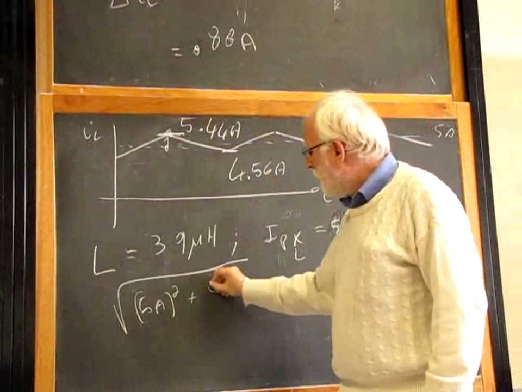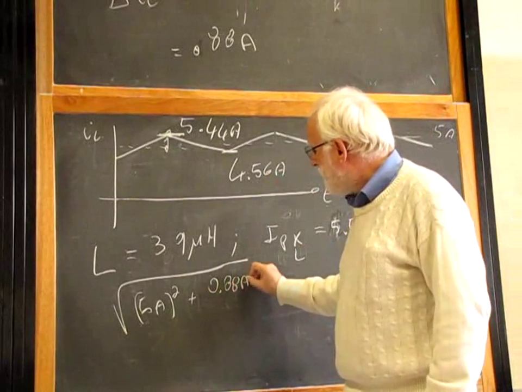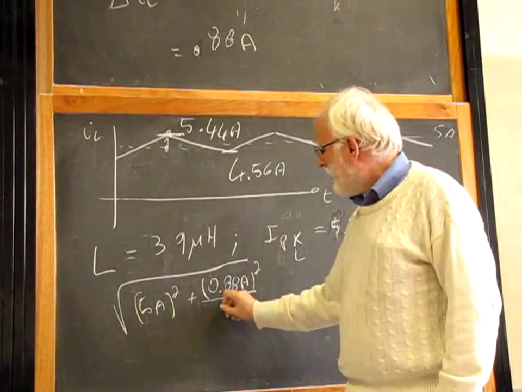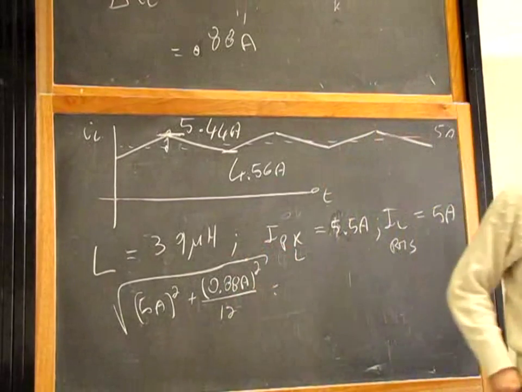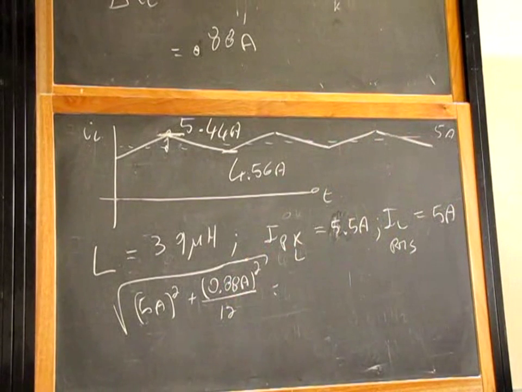Then I have squared 0.88 amps squared over 12. 0.88, let's call it 0.90. 0.90 squared is 0.8 amps squared. 0.8 divided by 12, 65 milliamps squared, something like this. It's absolutely negligible.